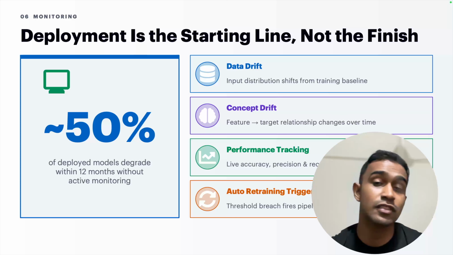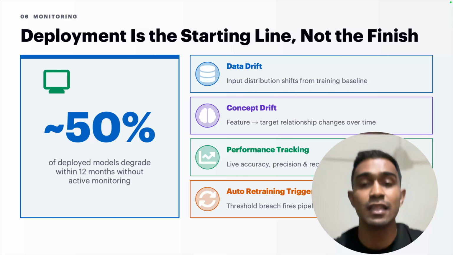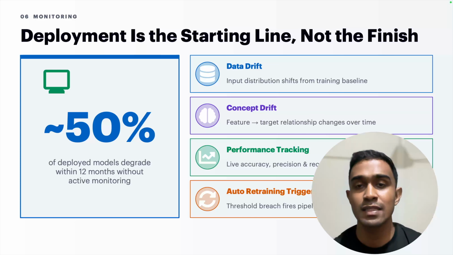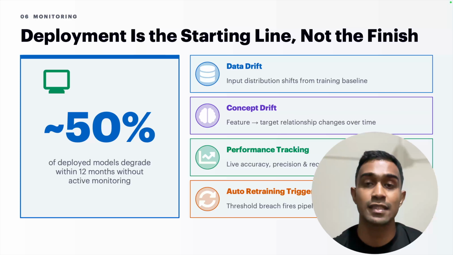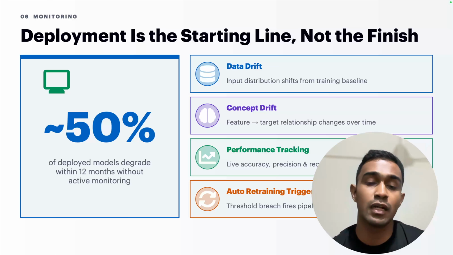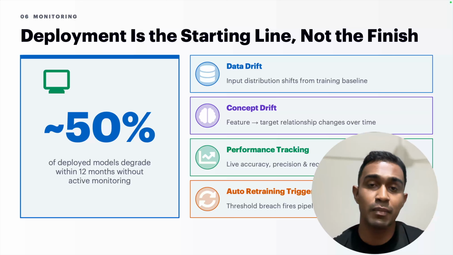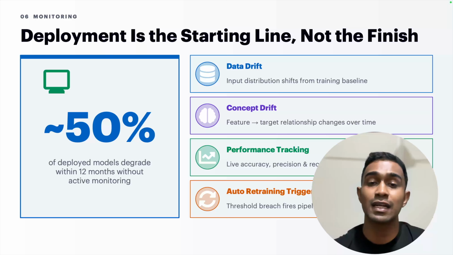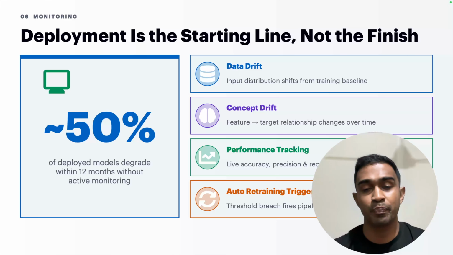Concept drift means the relationship between your input features and the outcome has changed. The same inputs now lead to different results. For instance, the features that used to predict loan defaults reliably might lose their power when economic conditions change, like during a recession. The data looks the same on the surface, but the meaning behind it has shifted.